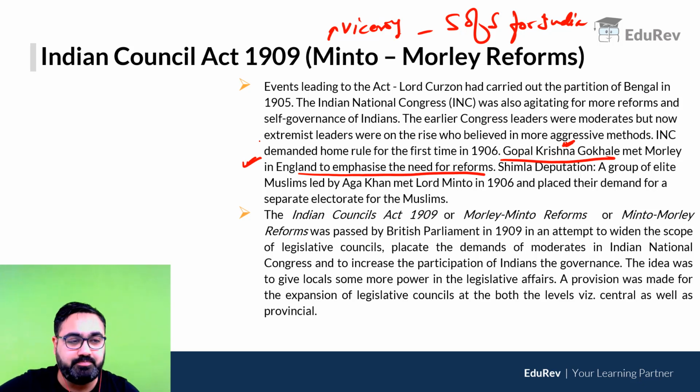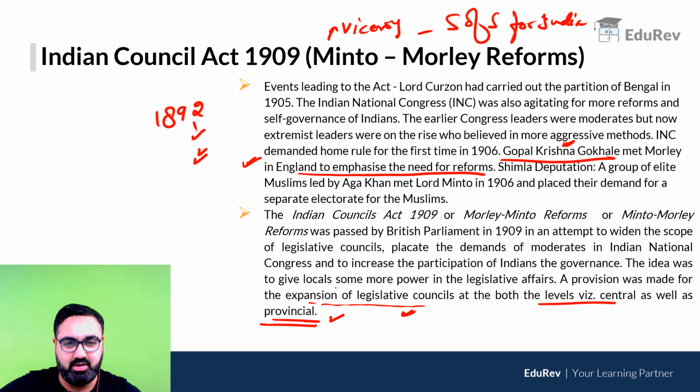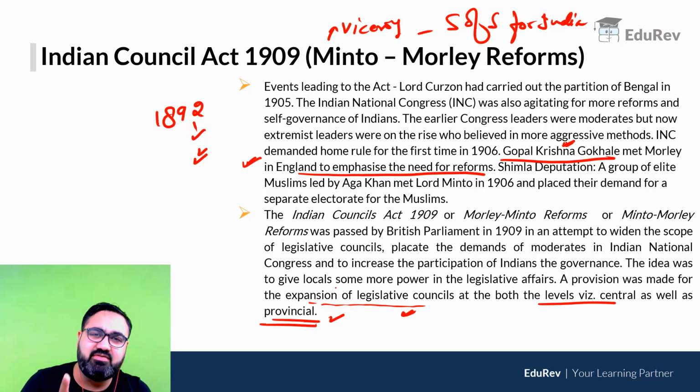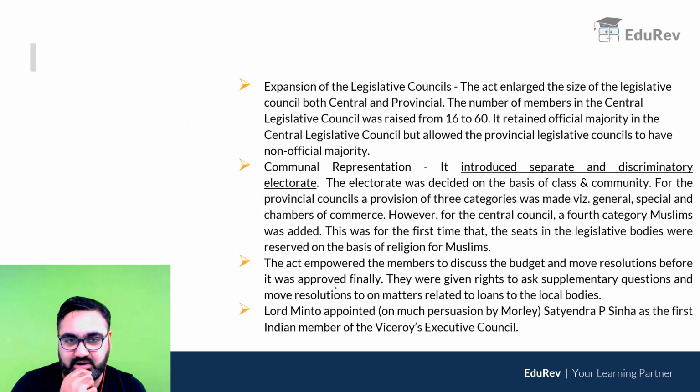Now, as I said, starting from 1892, in all these acts, one thing will be common, which is that the expansion of the Legislative Council will take place both at the center and at the province level. This is what I said to you earlier. At both levels, with every passing act, the number of people will increase, the number of Indians will also increase, and their powers will also increase. You don't need to remember the numbers.